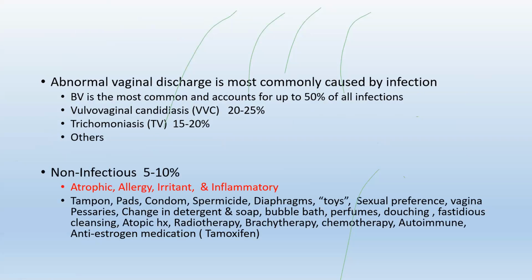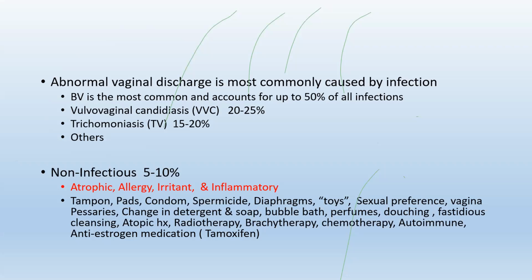Abnormal vaginal discharge is most commonly caused by infection. Most of the time bacterial vaginosis is the most common and accounts for about 50% of all infection. Next is vulvovaginal candidiasis, accounting for 20 to 25% of the patients. All right, trichomoniasis 15 to 25%. That means if you can guess about this infection, these are the main culprits: bacterial vaginosis, candidiasis, trichomoniasis.